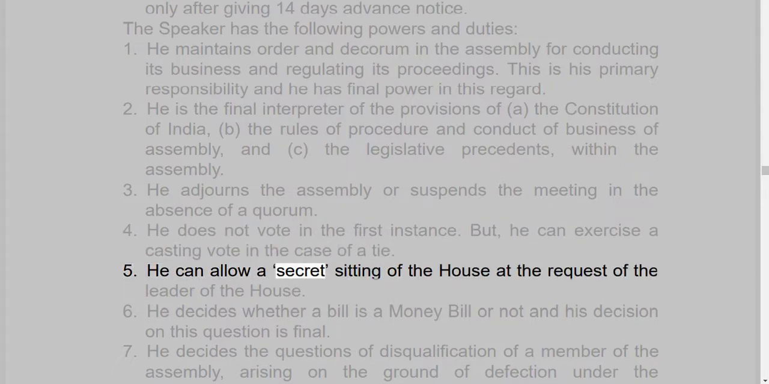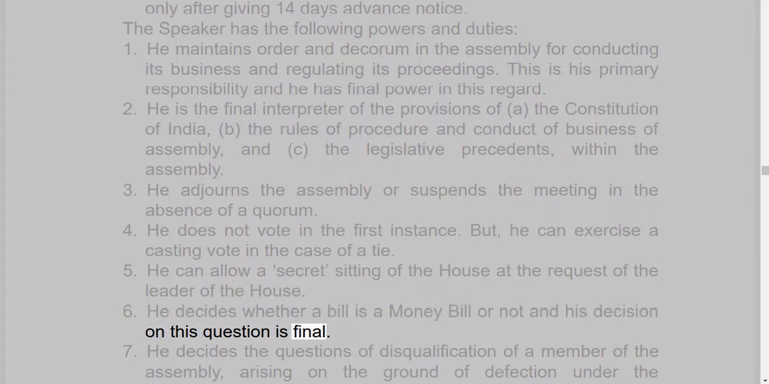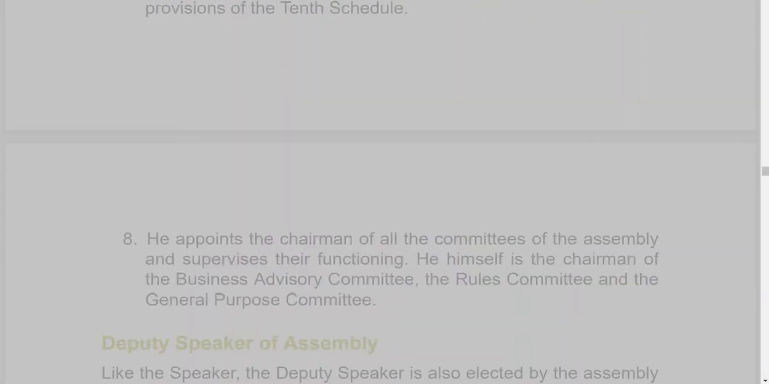He can allow a secret sitting of the House at the request of the leader of the House. 6. He decides whether a bill is a money bill or not, and his decision on this question is final. 7. He decides the questions of disqualification of a member of the Assembly, arising on the ground of defection under the provisions of the 10th Schedule.